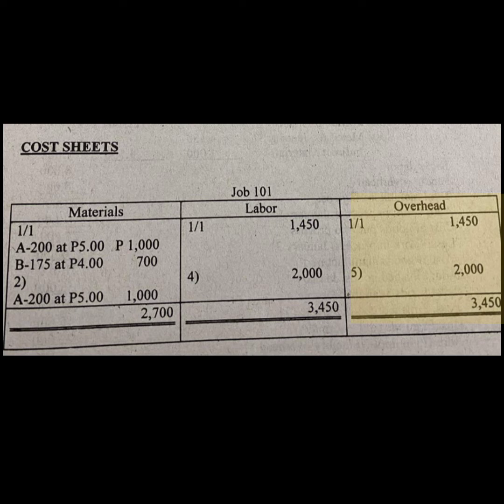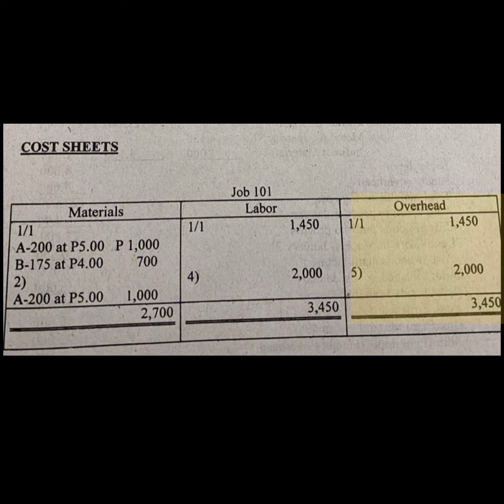The next overhead amounted to 2,000 pesos. The overhead applied is 100% of the direct labor cost. The direct labor cost is 2,000. So, 2,000 times 100%, we have 2,000 for the overhead applied.